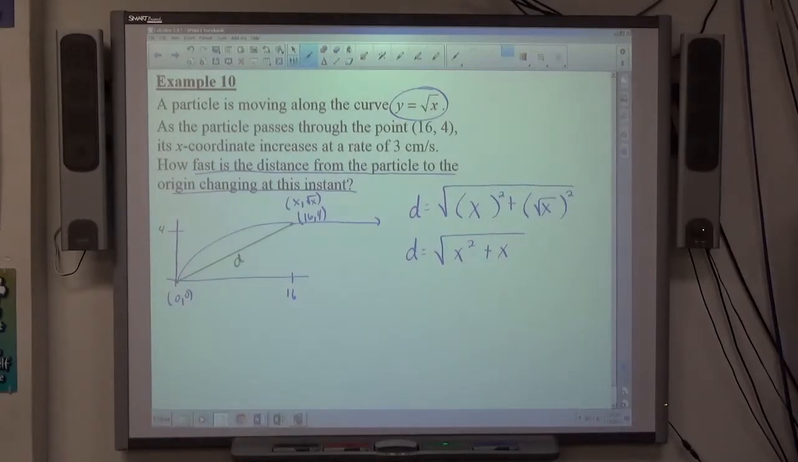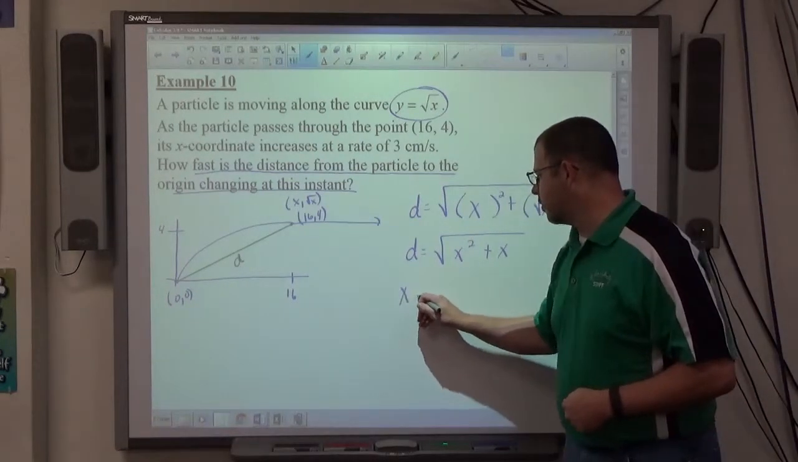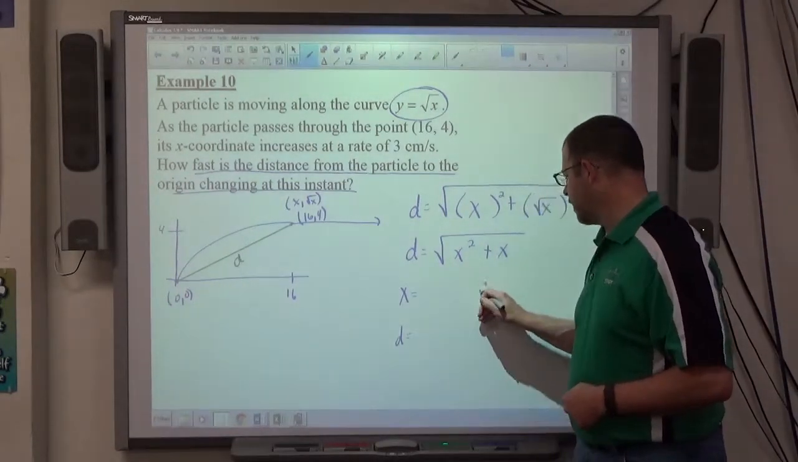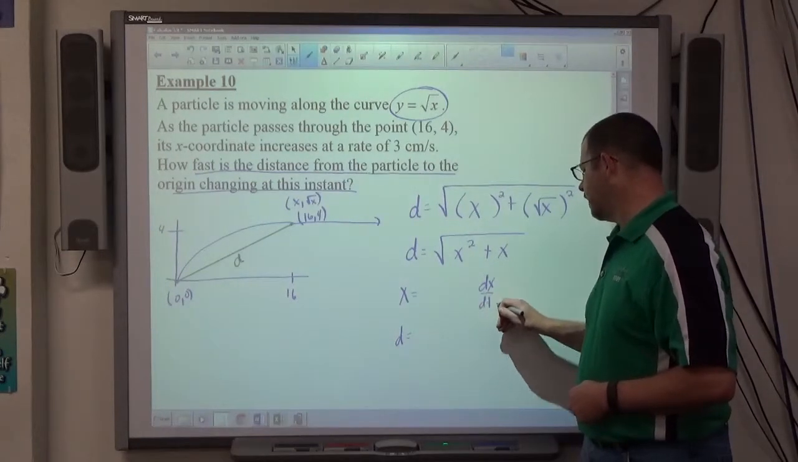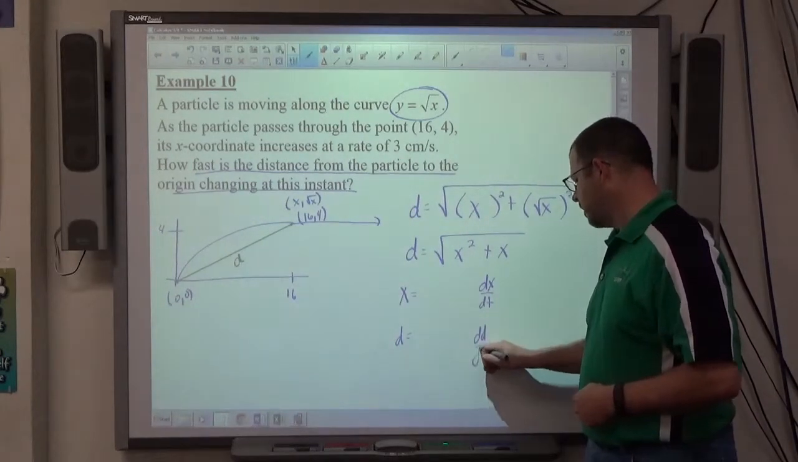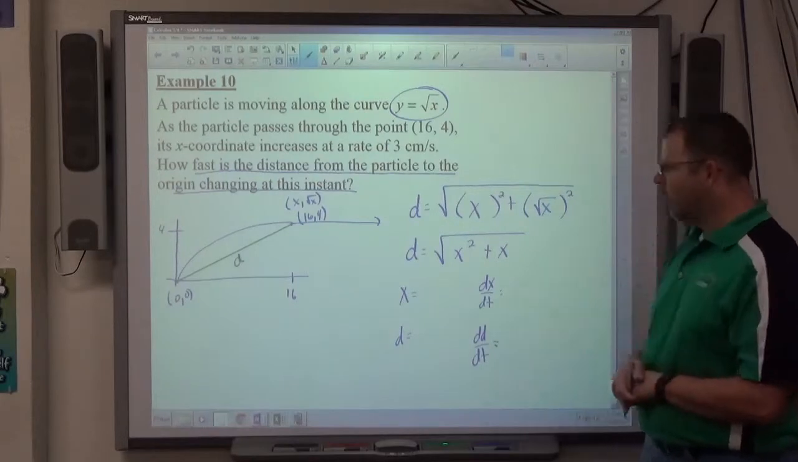That formula relates the distance between the particle and the origin at any given value x that we have. So there's our relating equation between the variables we care about. x equals something, d equals something, dx over dt equals something, and dd over dt equals something. What does x equal?